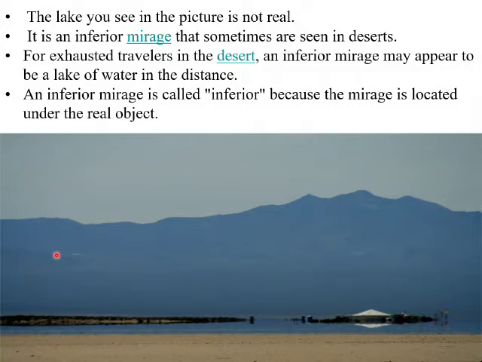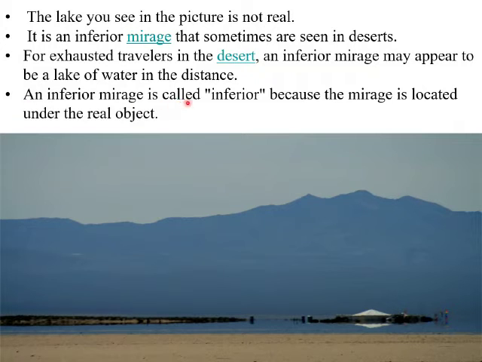This is another example. The lake you see in the picture is not real. So we can see as if this is a lake and the reflection of a mountain is seen in it. It is an inferior mirage. Inferior because it is lower. That sometimes are seen in deserts. For exhausted travelers in desert, an inferior mirage may appear to be a lake of water in the distance.